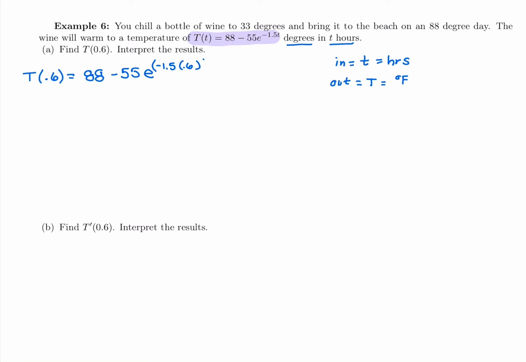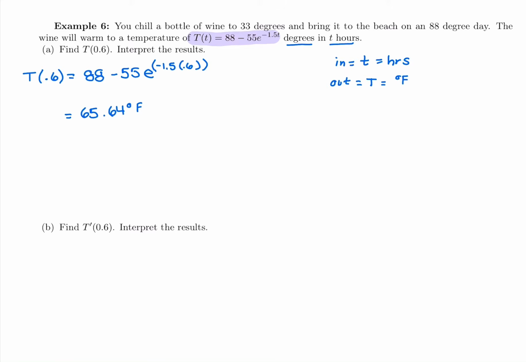So you might need to plug it in just like this in your calculator and find that e button. And we should get an answer that's higher than 33 degrees, right? Because it's been 0.6 hours. It's been over a half hour that it's been sitting at the beach. It shouldn't be 33 degrees still. It's probably warmed up. So when I plug in, I get 65.638, it keeps going. I'm going to say 65.64 degrees Fahrenheit.